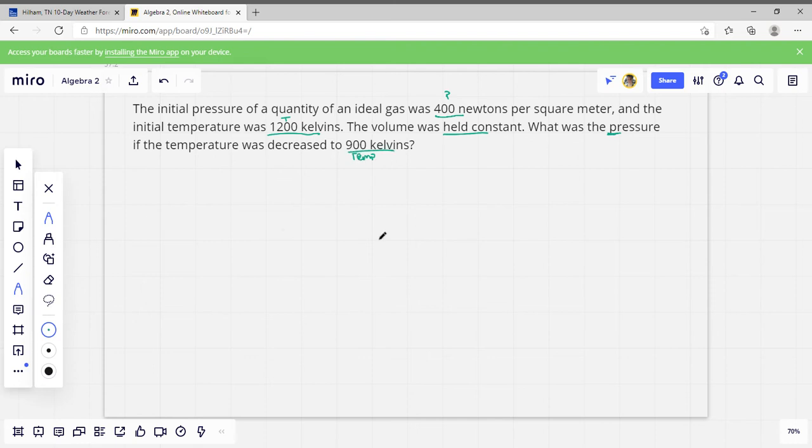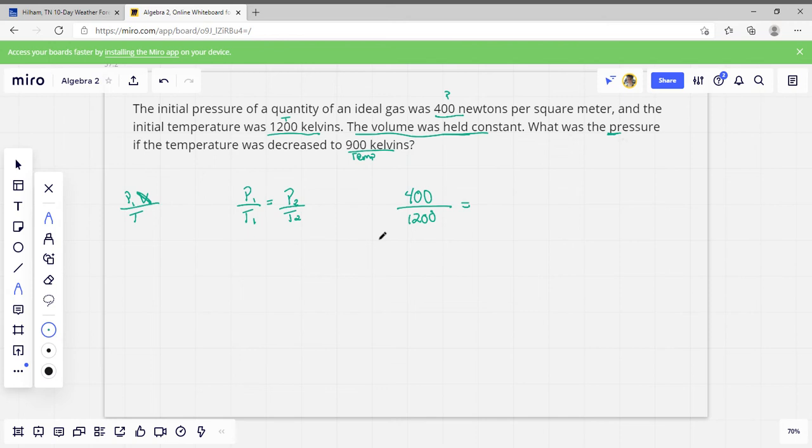Okay, so our basic equation is P1 V1 over T1, but it says the volume was held constant, so we're not going to need the V. We're just going to do P1 over T1 equals P2 over T2. Okay, so we don't need the volume because it's going to stay the same. Alright, so our pressure 1 is 400, and our temperature 1 is 1200.